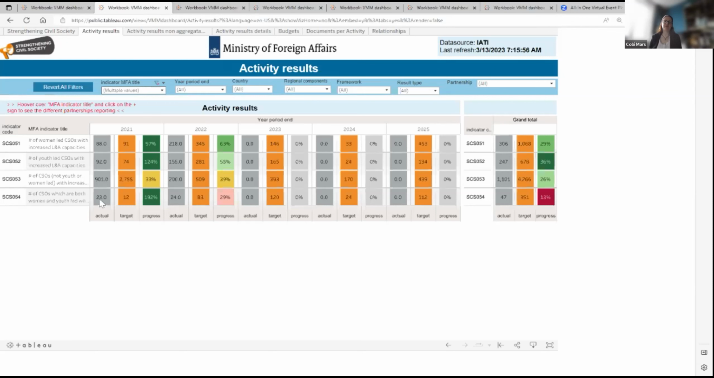We asked a certain level of disaggregation. So we actually asked whether the CSOs which were strengthened are women-led, youth-led, whether they were not women-led, youth-led, or whether they were both. You can see the information per year, and you can see the overall information at the end.